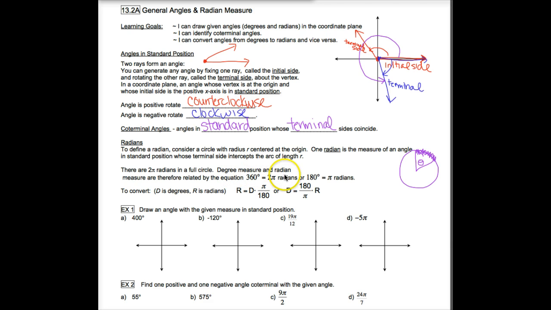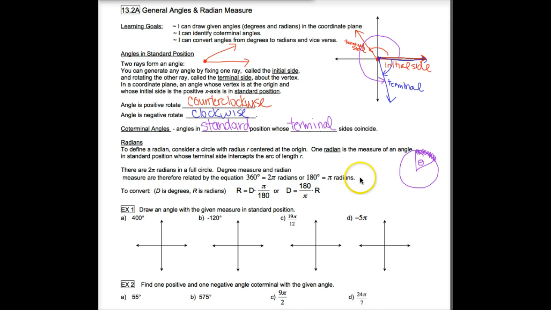So degree measure and radian measure are related by the fact that 360 equals 2 pi. So if I wanted to simplify this equation, I could divide both sides by 2, and 180 degrees is the same as pi radians. So we use that to convert back and forth. If I have degrees and I want radians, take the degrees times pi over 180. If I have the radians and I want the degrees, I would multiply by the reciprocal, so 180 over pi.